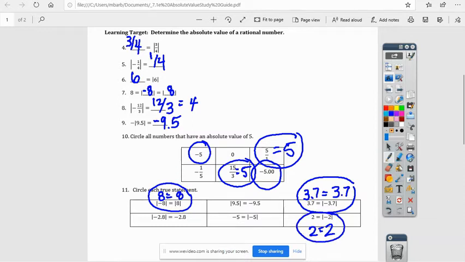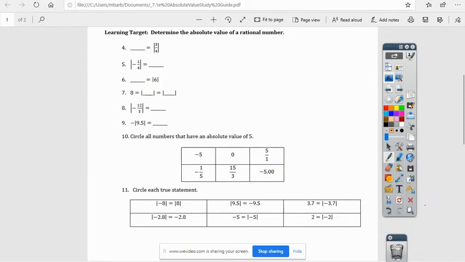Right, so you should have the first one, negative, absolute value of negative 8 equals absolute value of 8 circled. The third one over, and that's 3.7 equals the absolute value of negative 3.7. And then directly underneath should have circled 2 equals absolute value of negative 2. All right, so I'm going to clear this. And we can move on to the next part.